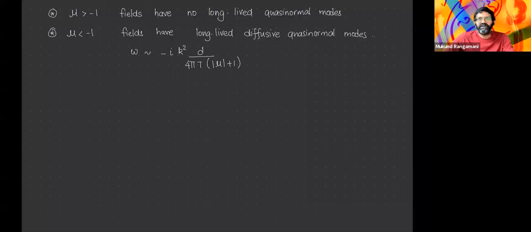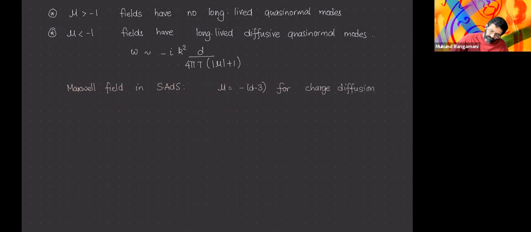Okay, we didn't cook this up. We didn't invent this for arbitrary reasons. We invented this because this is what gravity told us to do by studying two sets of problems. A Maxwell field in Schwarzschild AdS has M equals minus d minus three, for charge diffusion, so it's the longitudinal photons. And M equals minus d minus one for vector polarized gravitons.